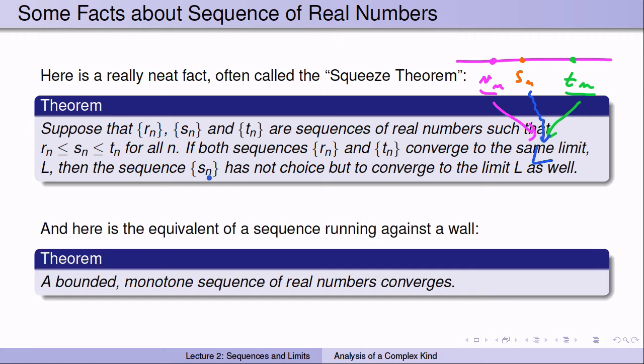And then here's a last fact, sort of the equivalent of a sequence running against a wall. Suppose you have a sequence that's bounded and monotone. Bounded means it's not going to go off anywhere. And monotone means it keeps getting bigger, or it keeps getting smaller, but you have to pick one of those two. So this is about a sequence of real numbers. A sequence that keeps getting bigger but can't go beyond a wall has to accumulate somewhere. It could accumulate at that wall, or maybe the wall was chosen too big. It could accumulate somewhere before the wall, but it certainly cannot run off to infinity. It has to converge. So a bounded monotone sequence of real numbers converges.